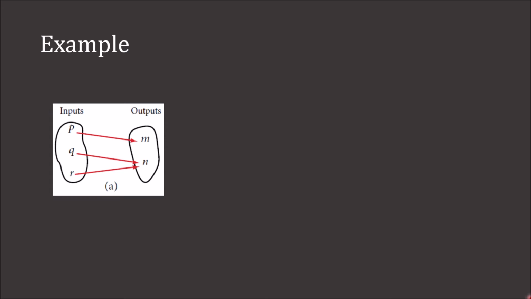So let's look at this. We have the inputs P, Q, R. We have outputs M and N. P outputs to M, Q outputs to N, and R outputs to N. Each input goes to only one output, and so this is a function.